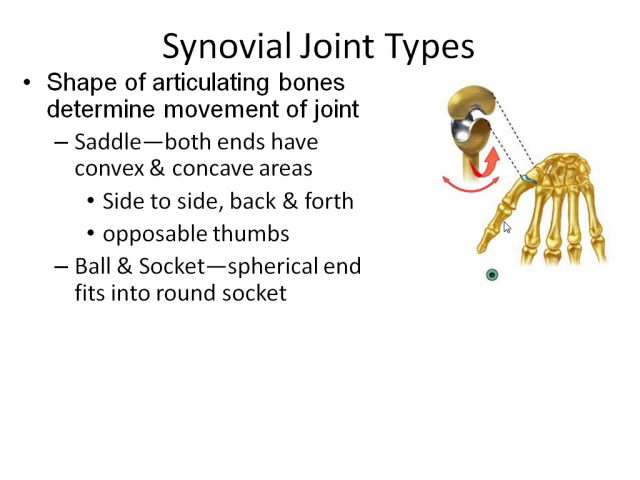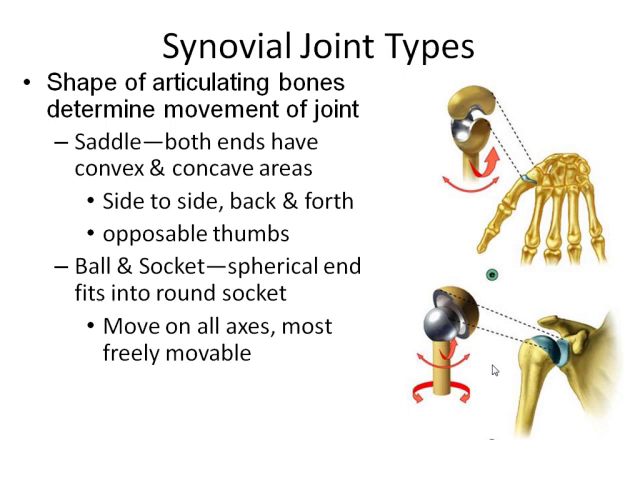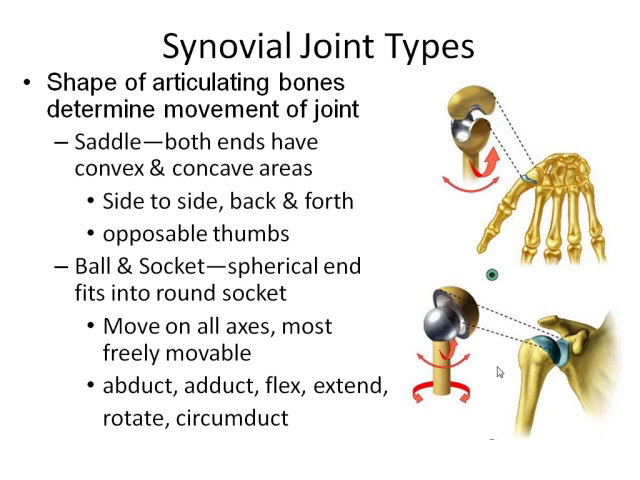The ball and socket joint is exactly like it sounds. There's a spherical end that fits into a round socket, a ball and socket joint. And this is the most freely movable joint of all. It moves on all the axes, so you can abduct and adduct and flex and extend and rotate and circumduct. You can do all of the movements with this joint. And your ball and socket joints are your hip and your shoulder.